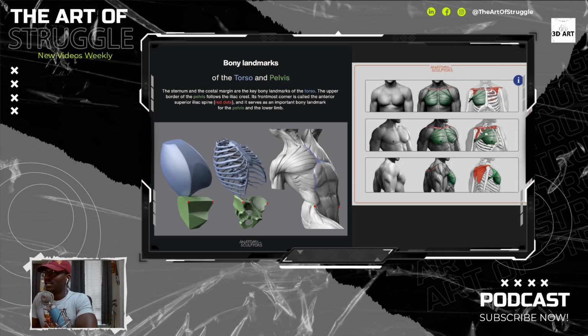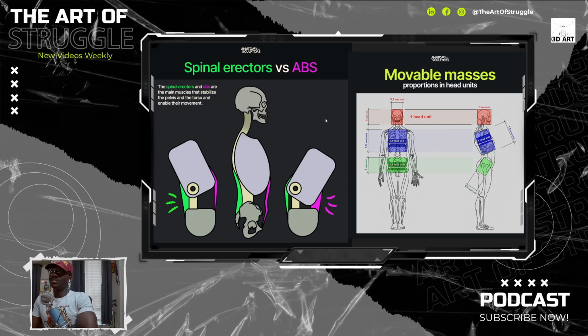It's just to see, okay, can I draw it from any angle? If you look at the side, you can see how it swoops down and attaches right there. And when you move this arm up, it affects the way this shape looks. So these are little landmarks that you guys need to keep in mind. And another thing you need to keep in mind is how the spine bends and how it affects the abs and everything like that. So the spinal erector and the abs are the main muscles that stabilize the pelvis and the torso.